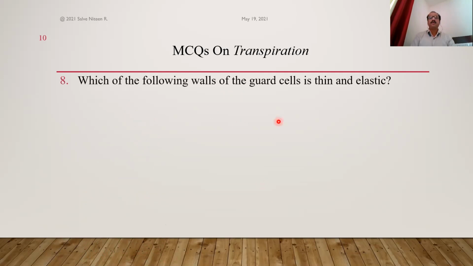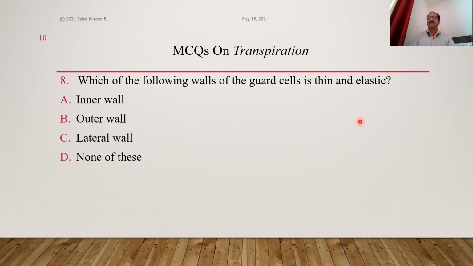Next one. Which of the following walls of guard cells is thin and elastic? You have studied that guard cells have an inner wall and an outer wall. The inner wall is thick and non-elastic, whereas the outer wall is thin and elastic. The inner wall that surrounds the central cavity, the stomatal pore, is thick. So here the answer is outer wall.